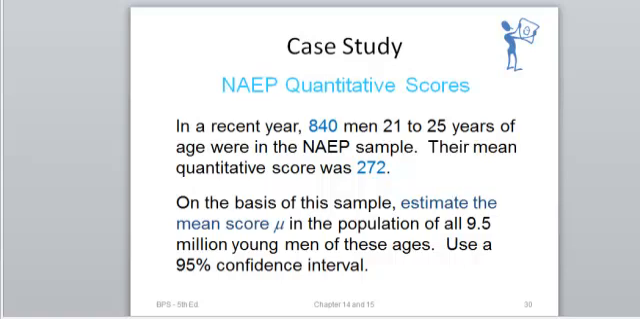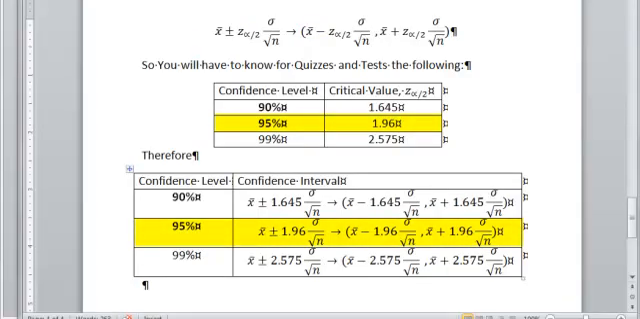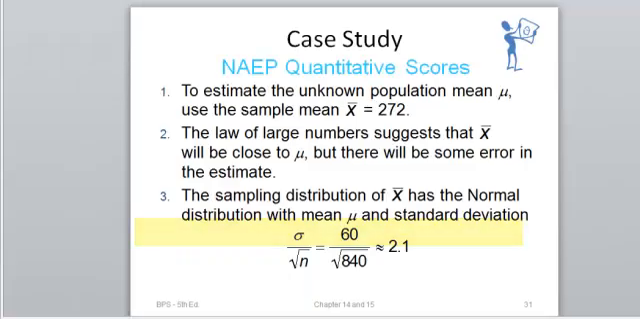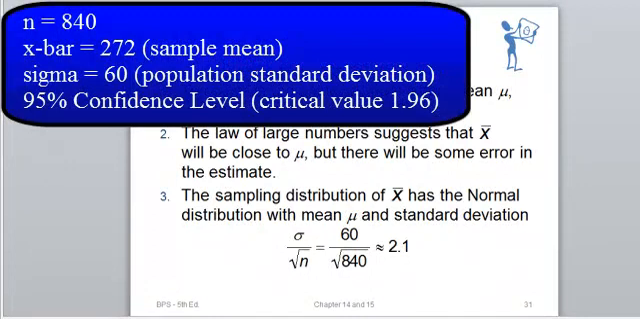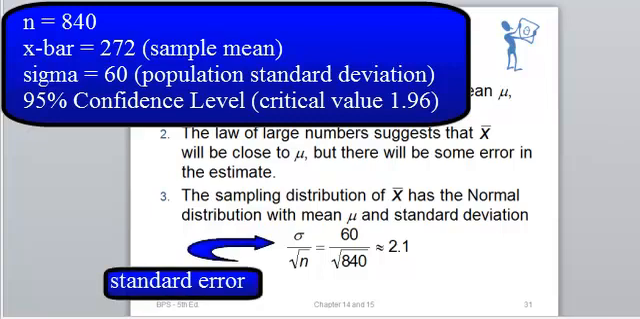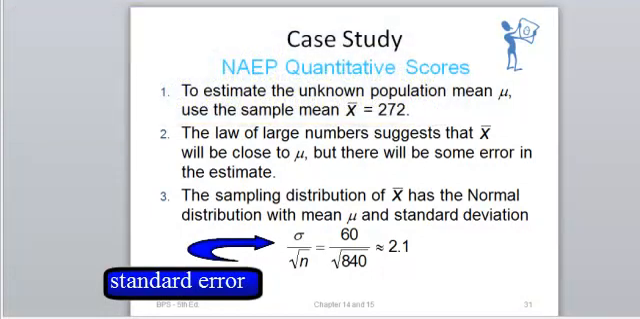So we're going to construct a 95% confidence interval. The sample mean is 272. Now to get the margin of error, since we're doing a 95% confidence interval, our critical value is 1.96. And now we have our standard error. It's 60 divided by the square root of how many are in our sample. There were 840 in the sample.